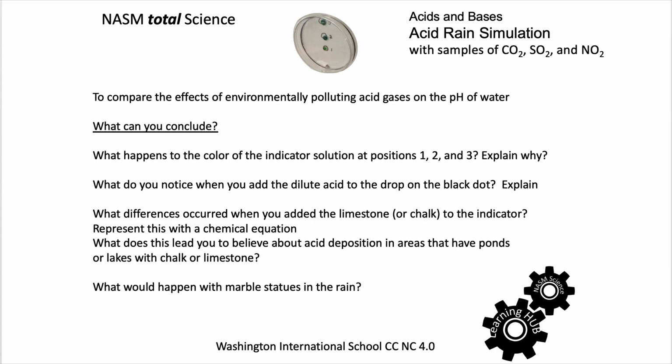And what would happen to acid deposition in areas with ponds or lakes which have chalk or limestone bases to them? And perhaps what would happen to marble statues with either water on them in the rain, again with these environmentally polluting acids?